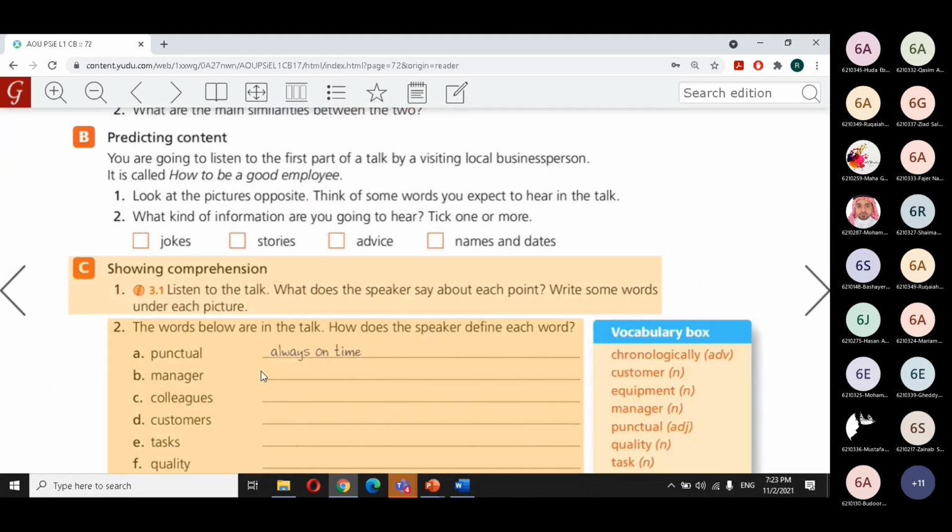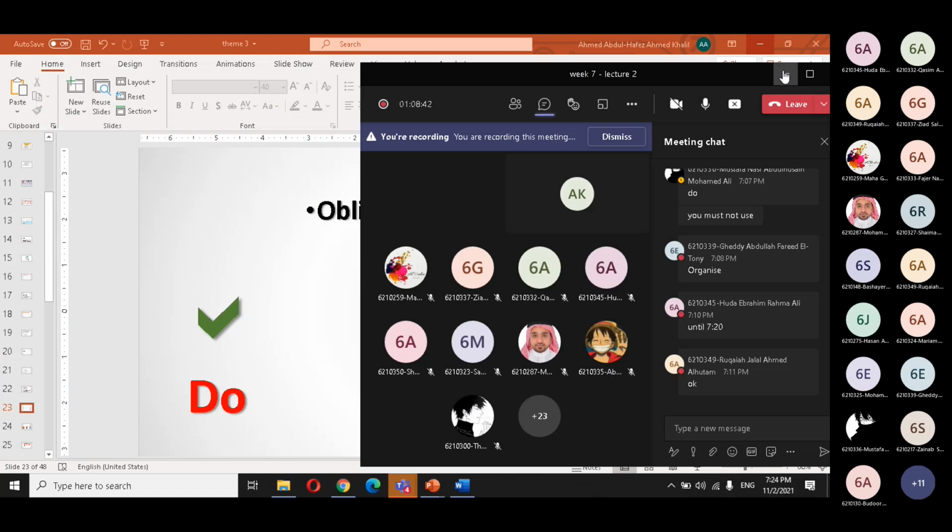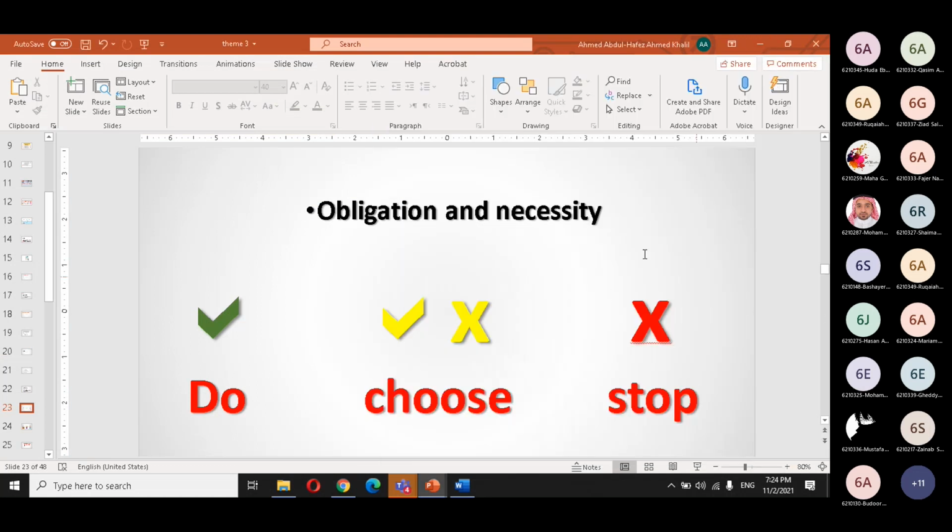Here, all the sentences started with you must. You must means that you don't have a choice. Okay, you must do this. So it is necessary to do this. This is obligation, ilzam. Okay? Look at this. Obligation and necessity.